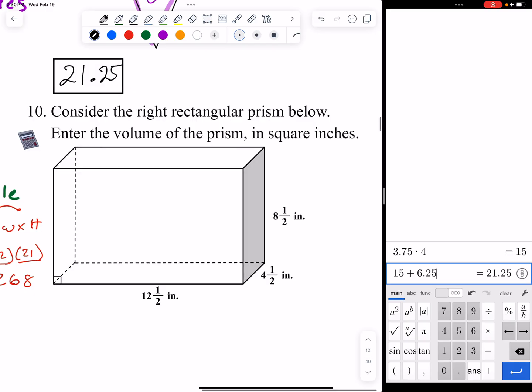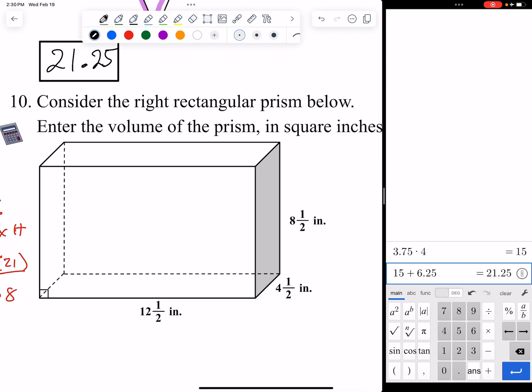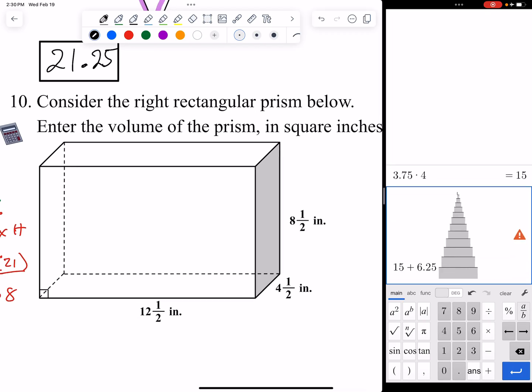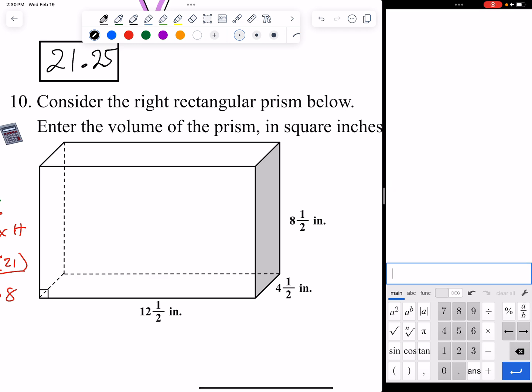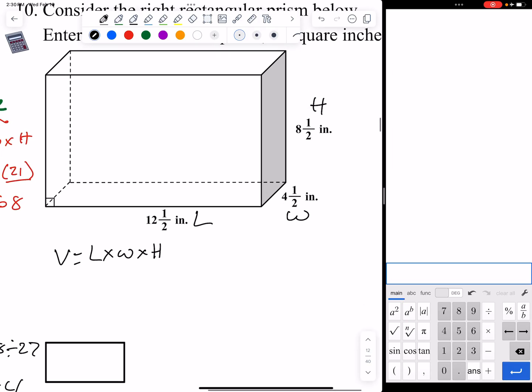Number 10, enter the volume of the prism in cubic inches. So, calculators are awesome. So the thing is, do you know how to write fractions? Like, see how it gets crazy with these fractions? So let's see what we're going to do here. Remember that the volume is just length times width times height, which is my L, my W, and my H. I just got to multiply the three numbers, okay? So I got 12 and a half times 4 and a half times 8 and a half.